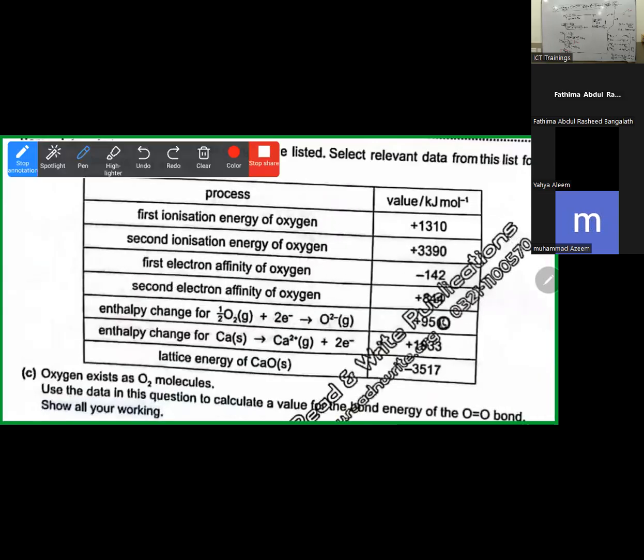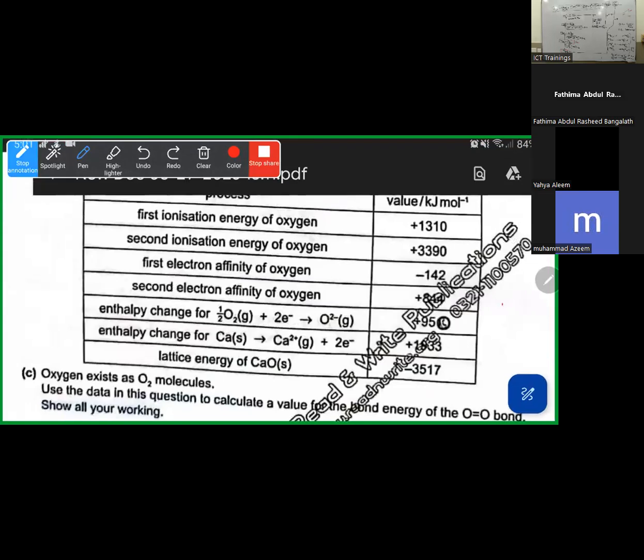Okay, so you have to find out the delta H of formation. This is 951 and this is 1933. Come on, your time starts now.